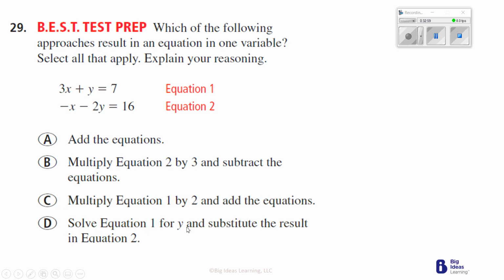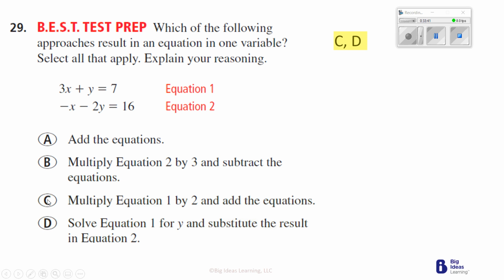D, solve equation 1 for y. Let's see, they want me to solve for y and substitute the result. So in other words, they want me to take 3x and put it over here. That would give me y equals -3x plus 7. And then they want me to replace y with -3x plus 7. Can it be done? Yeah, I could do that. So which results in an equation of one variable? I really could do B, C, or D. I don't know how they're going to answer this, but let's find out.